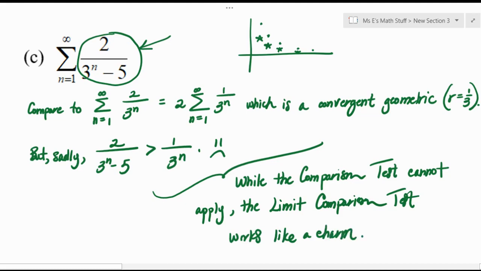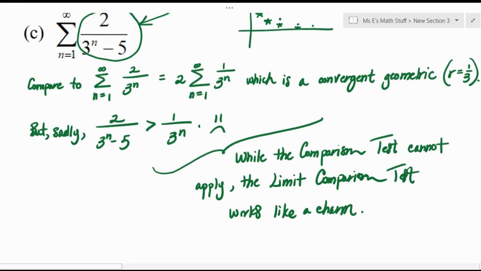There we go. So I did want to give this example, though, so you could see that you really do have to check your positioning before you apply that comparison test. And they have ways on the AP exam of checking to see if you know your theory.